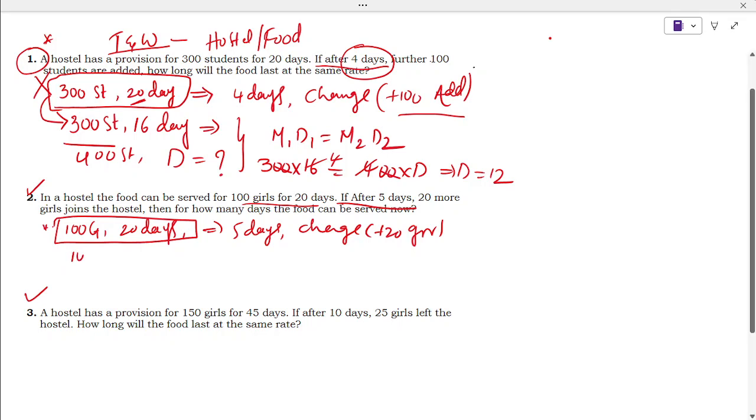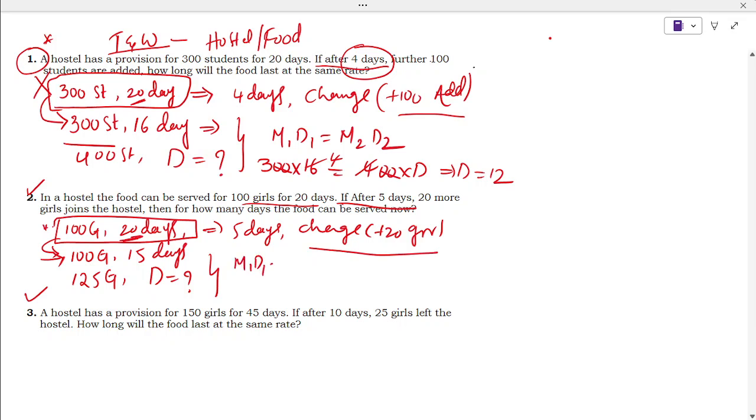So after 5 days, what will be the new condition? Before the girls join, after 5 days for 100 girls, previously it was 20 days, but now it is served only for 15 days. I'm just rewriting it after 5 days. Now what is happening after 5 days? 20 girls joined, so the new strength is 125 girls. Then for how many days will the food be served?